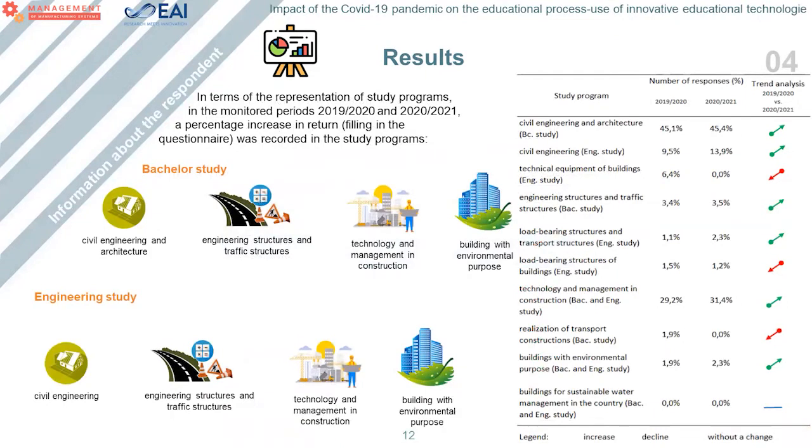Percentage increases in return were recorded in the study programs, concretely the bachelor study programs: civil engineering and architecture, engineering and traffic structures, technology and management in construction, and building with environmental purpose. And in the engineering study, concretely the study program civil engineering, engineering and traffic structures, technology and management in construction, and building with environmental purpose.